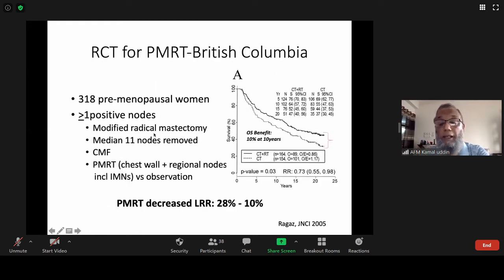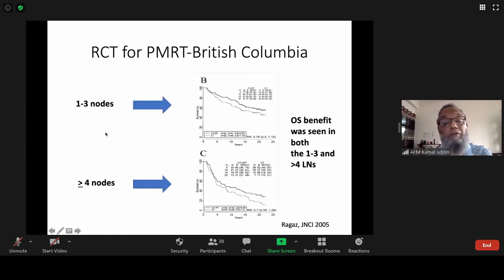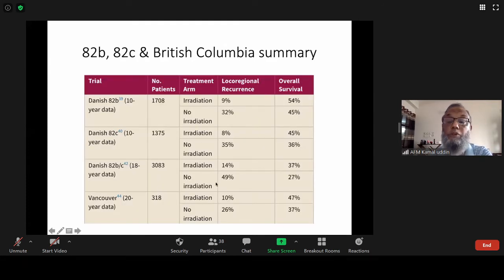Another study was done in Canada, the British Columbia study. They did a 20-year follow-up and showed a survival benefit. PMRT decreased the local risk of recurrence from 28 to 10%, and there is a survival benefit. The benefit was shown in both the 1 to 3 node group and the more than 4 node group. So in summary, all these three studies showed survival benefit in long-term follow-up.